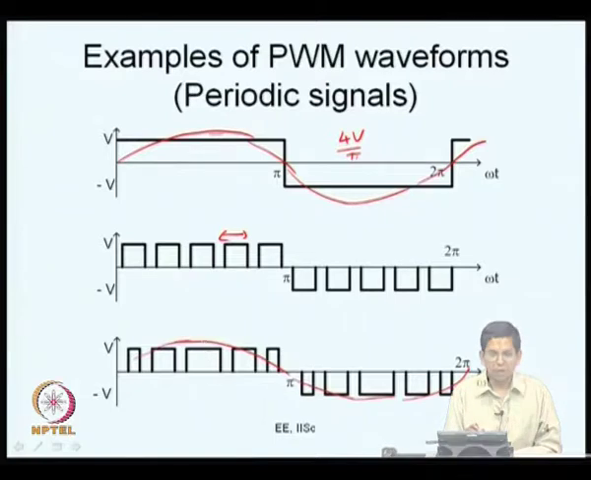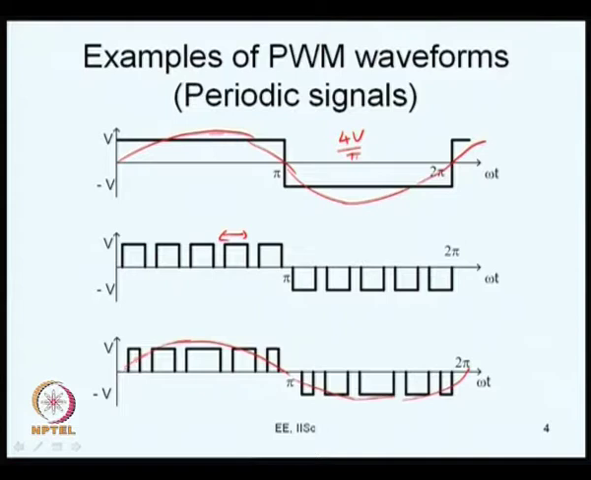When the fundamental component is high, those pulse durations are higher, and when the fundamental is going through 0, the pulse durations are lower. So you vary the pulse width of the pulses in a certain fashion, so that you get the desired fundamental voltage, but the harmonics are now suppressed.